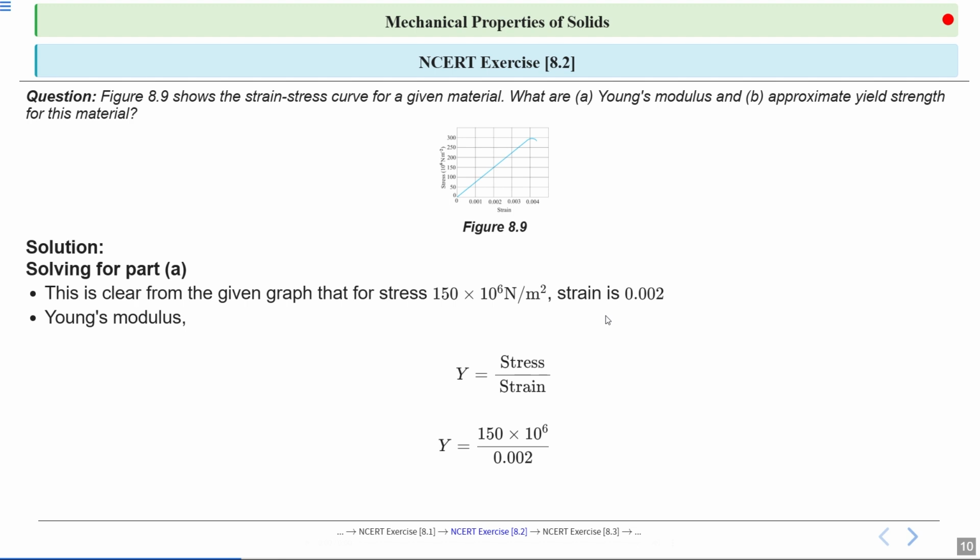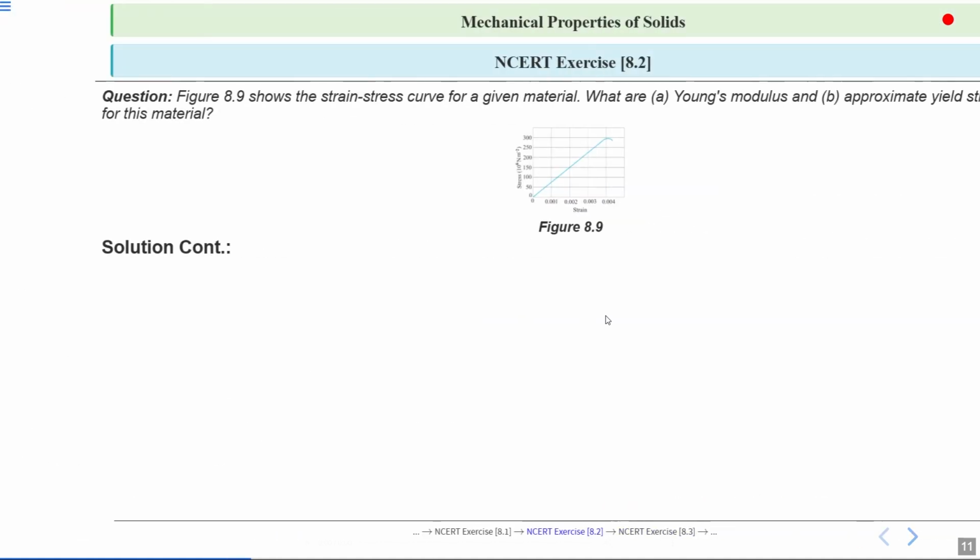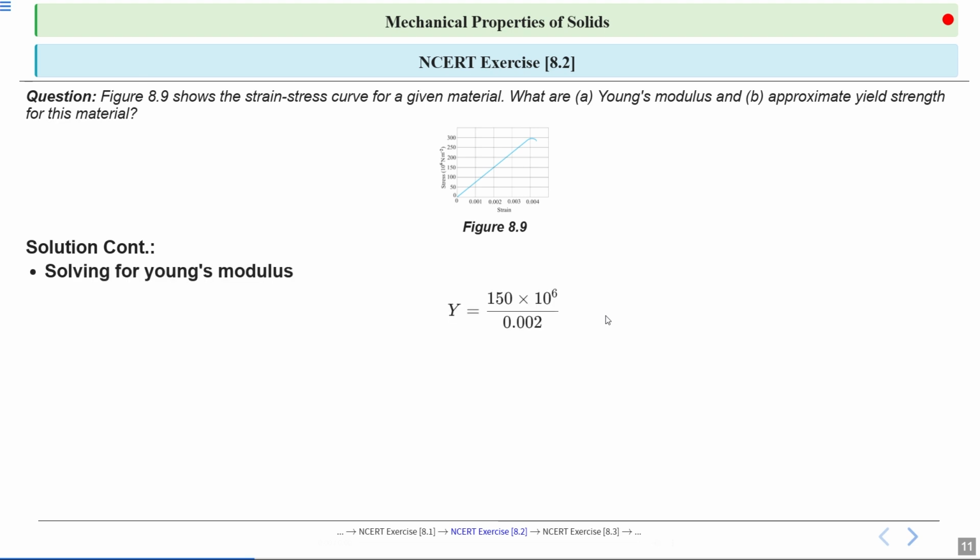So now let's substitute the values from the graph into the formula. We have Y equal to 150 into 10 raised to the power 6 divided by 0.002. Alright. So solving for Young's modulus, we have Y equal to 150 into 10 raised to the power 6 divided by 0.002. When we calculate this, we get Y equal to 7.5 into 10 raised to the power 10 newton per meter square.